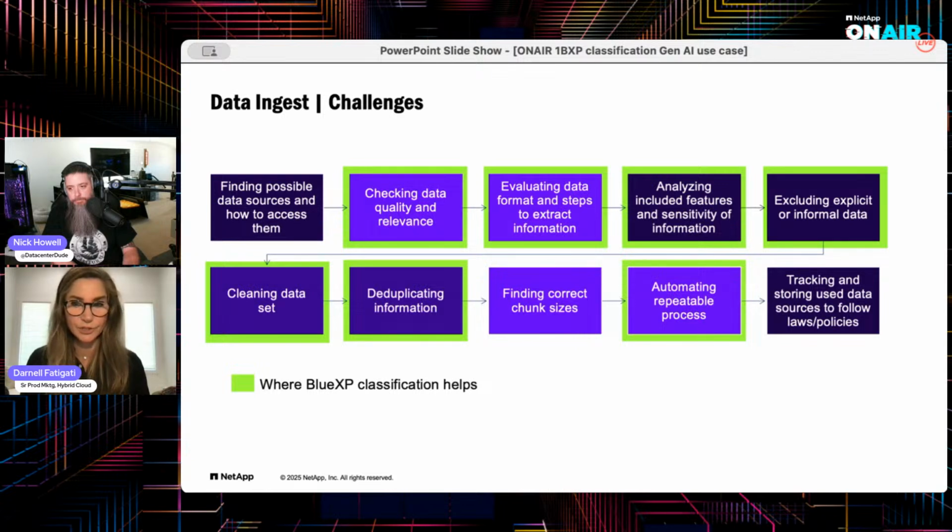What, if anything, since this is done in the cloud and in a hosted managed service by NetApp, am I exposing any of my data to NetApp or any of the service providers during this scan? Because it is doing deep scans, right?